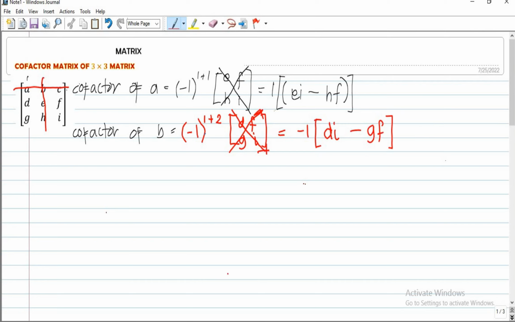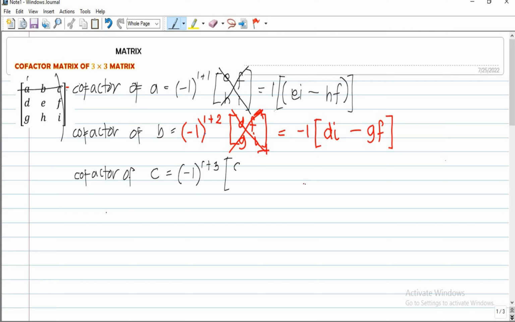So, direction natin. Are we going to solve for the cofactor of C? So, for the cofactor of C, again, constant is 1. C is located at row 1, column 3. So, ito si C.